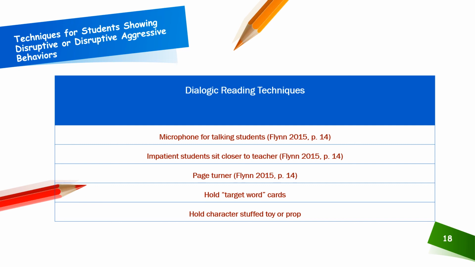And then you're going to want to have maybe a moose or one of the sock puppets or something like that, so that the children can hold on to that stuffed toy or a prop. That just really helps the children stay focused on what the book is about and not be focused on trying to be disruptive or disruptive aggressive.